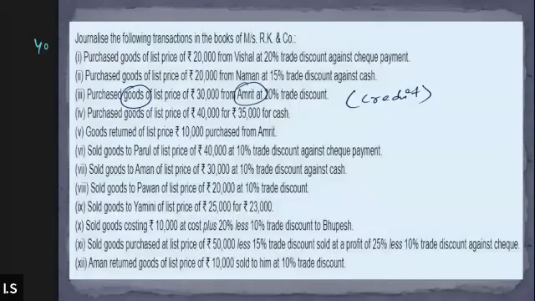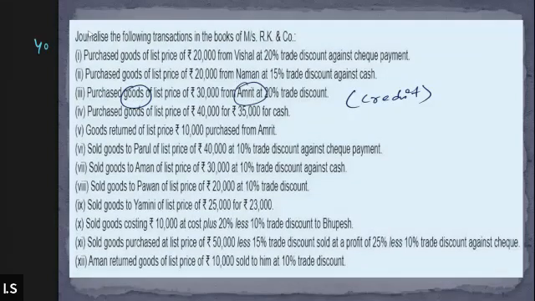In the fourth transaction, it says purchase goods of list price 40,000 for rupees 35,000 for cash. Tell me, what will be the general entry for this? Will it be purchase account debit to cash account? Yes, that is right. Purchase to cash account.